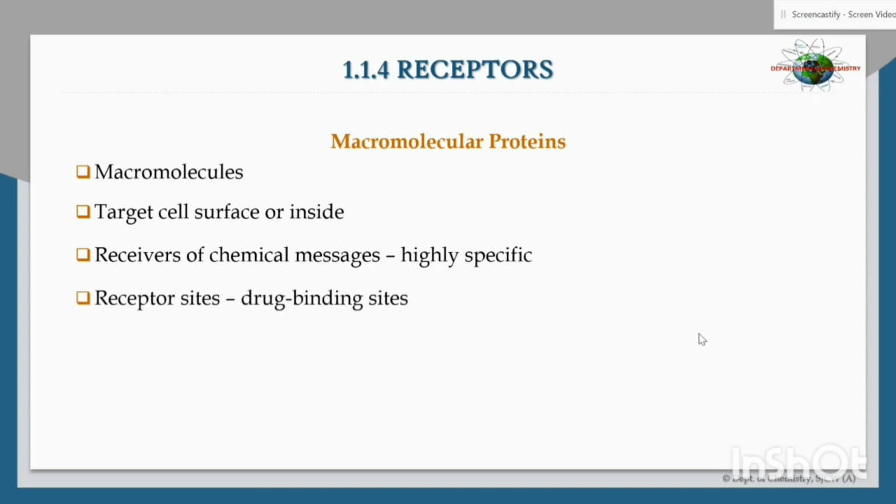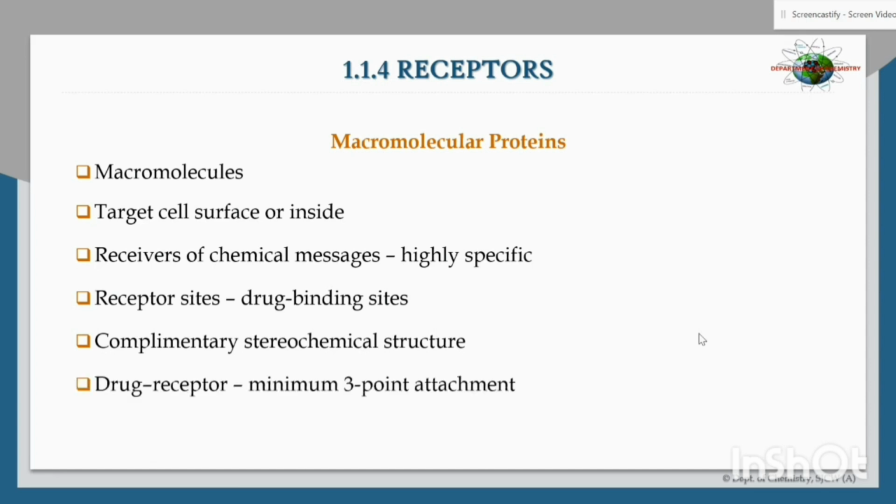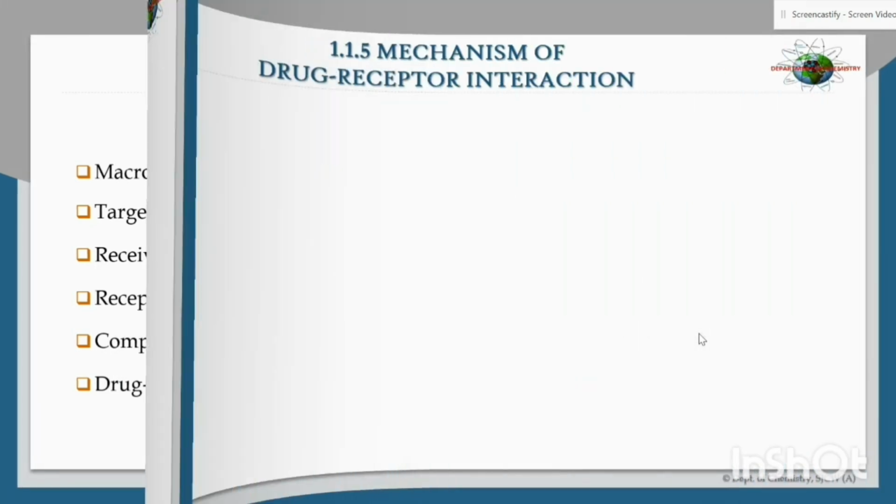Receptors bind with the drugs or ligands through the receptor sites. Receptor sites have a complementary stereochemical structure matching that of the natural ligand or the synthetic drug which is meant to bind with the specific receptor. Drug and receptor interact through a minimum 3-point attachment.